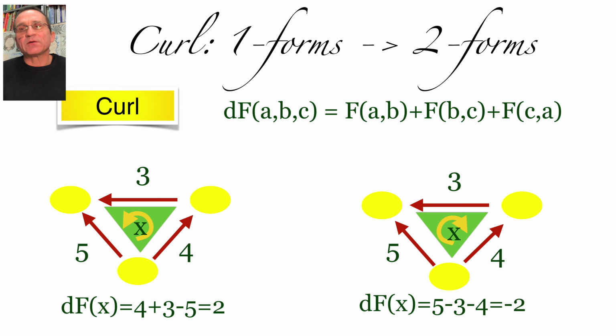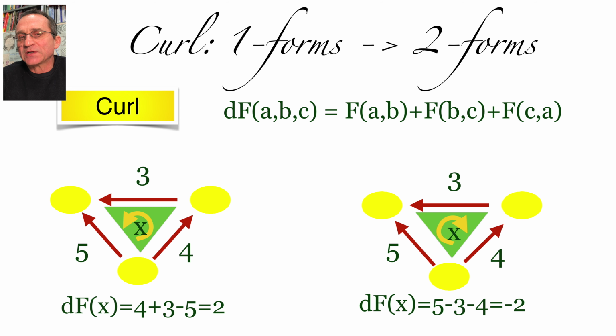Then we have the curl, which gets us from a one form to a two form. A two form is a function on triangles. So I call f the one form. That's a function on the edges. And in order to get the function on the triangle, we just go along the triangle and add up all the f values. For example, in the left triangle here, we have 4 plus 3 minus 5.